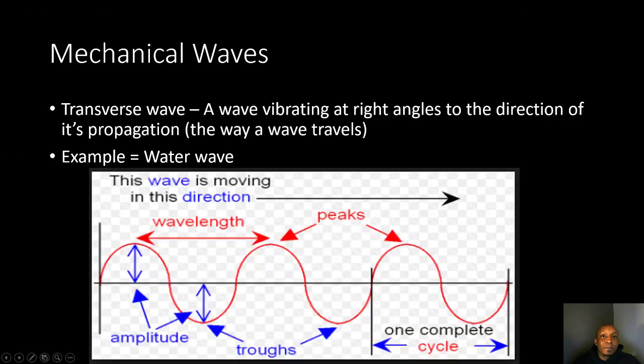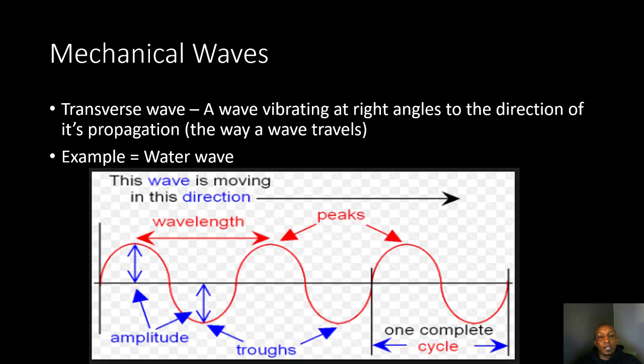And now let's take a look at mechanical transverse waves. A transverse wave is a wave vibrating at right angles to the direction of its propagation. And once again, propagation is just the way a wave travels. Now, it's key to note that a longitudinal wave travels parallel, and a transverse wave travels at right angles, or perpendicular, to its propagation. So that's the difference in the way those waves travel.